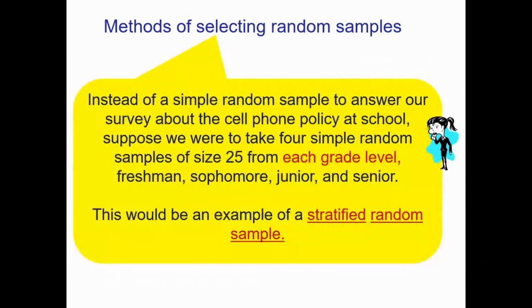Now let's talk about stratified random sampling. So with our cell phone example, this would be like surveying, getting a sample of 25 in each grade level. 25 freshmen, 25 sophomores, 25 juniors, 25 seniors. And they would do the survey. That's stratified random sampling.